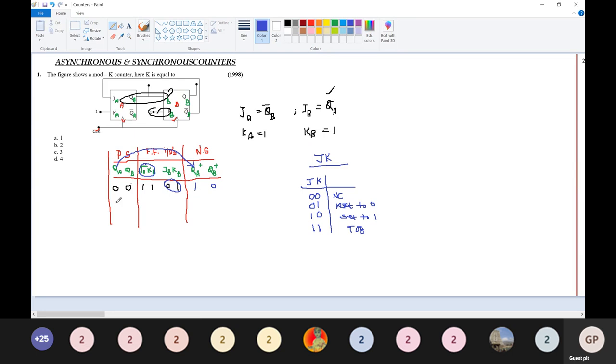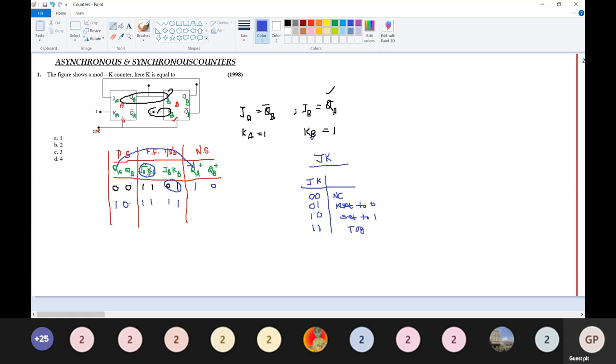So this 10, I am putting it here. Now, fill in the remaining values. JA is equal to QB dash. QB dash here is 0, so it is 1. KA is equal to 1. JB is equal to QA, which is 1. And KB is also equal to 1.